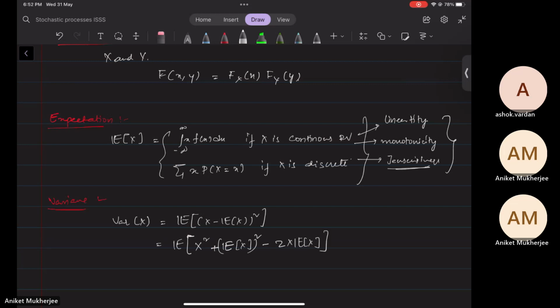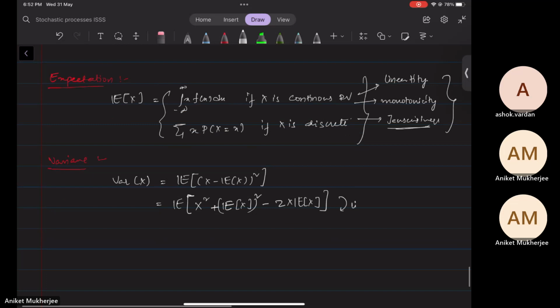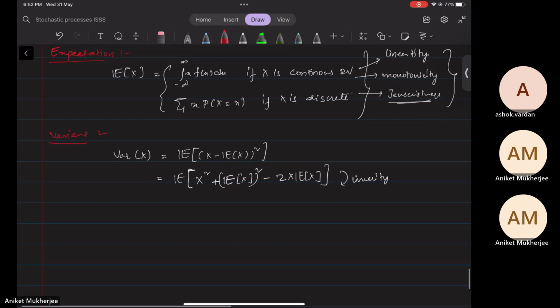And here you use the linearity property. What the linearity property of the expectation says is that if you have two random variables, aX plus bY, using the linearity property, you can split the expectation of aX plus bY into a times expectation of X plus b times expectation of Y.